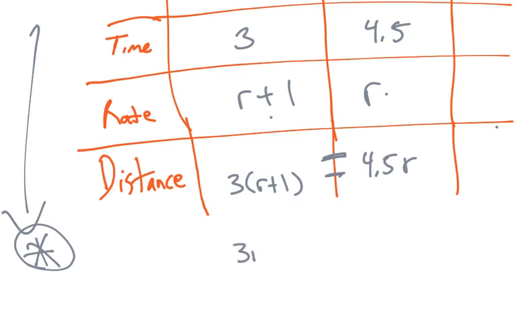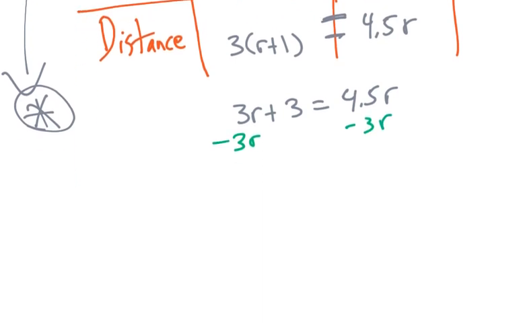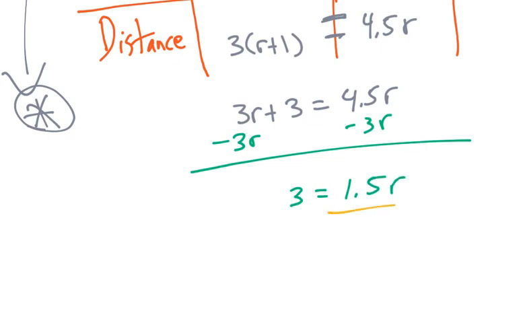So this is a special situation. If I distribute, I get 3R plus 3 equals 4.5R, and you just solve. So subtract 3, subtract 3R, for 3 equals 1.5R. Finish it off, divide through by 1.5, and that's going to give me 2. R is 2.